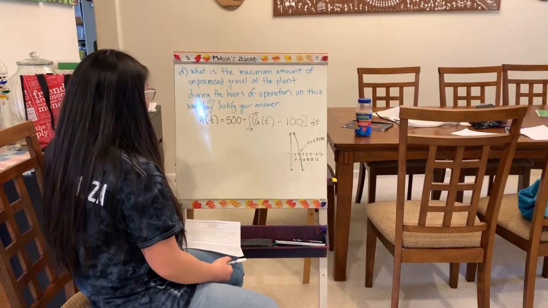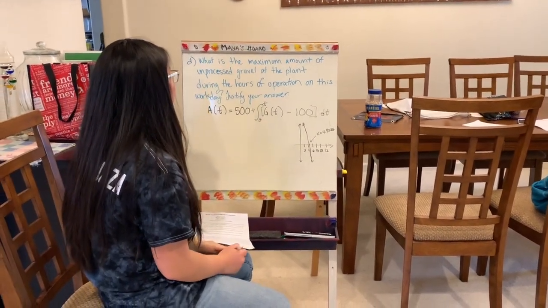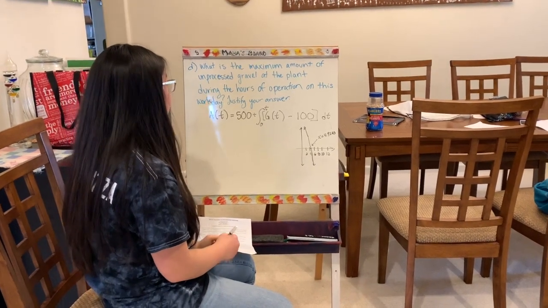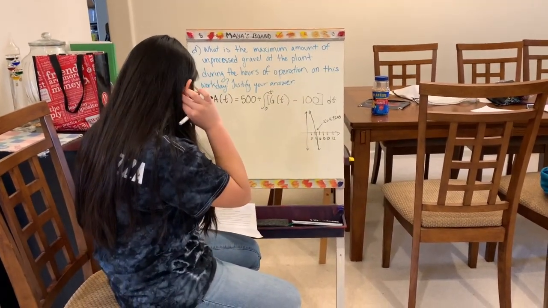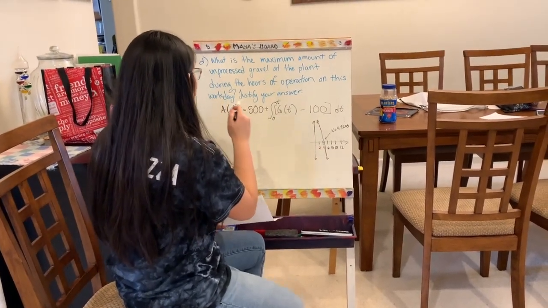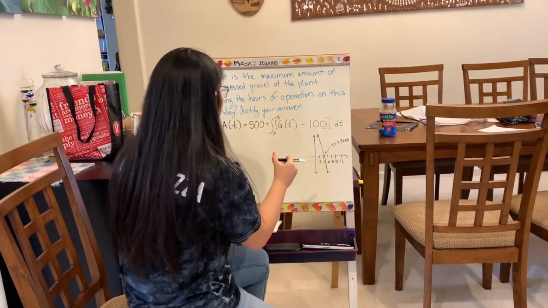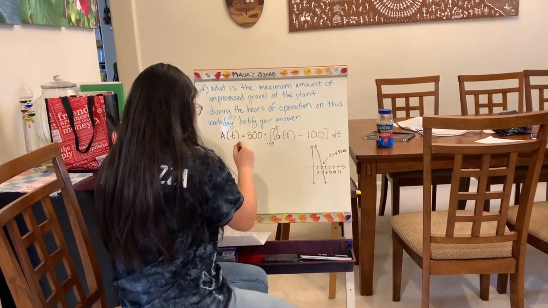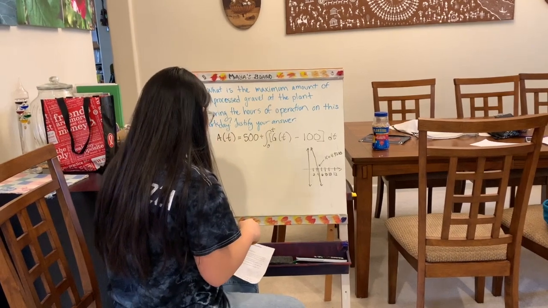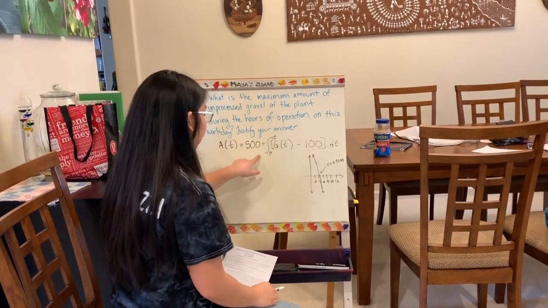So for part D, the problem states, what is the maximum amount of unprocessed gravel at the plant during the hours of operation on this workday, and justify your answer. So we start off by creating a function that shows the amount of unprocessed and processed gravel in the plant. So since the problem tells us that there are 500 tons at time equals 0, we write 500 here.